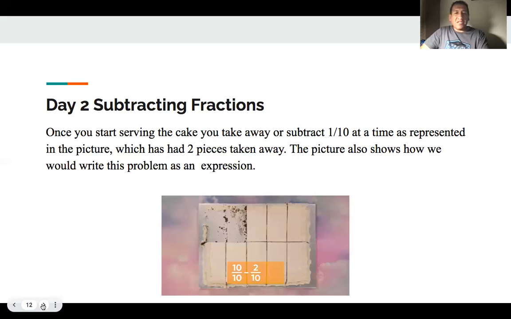Once you start serving the cake, you take away or subtract 1/10 at a time, as represented in the picture, which has had 2 pieces taken away. The picture also shows how we would write this problem as an expression. So we had 10 pieces of cake, which is represented by 10/10, and we took 2 pieces away, which is represented by the 2/10.